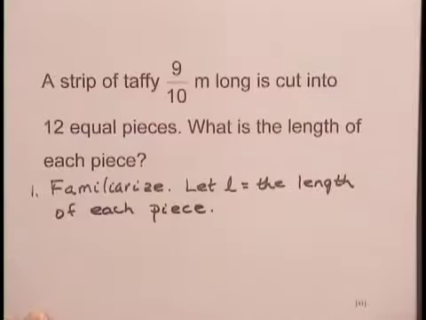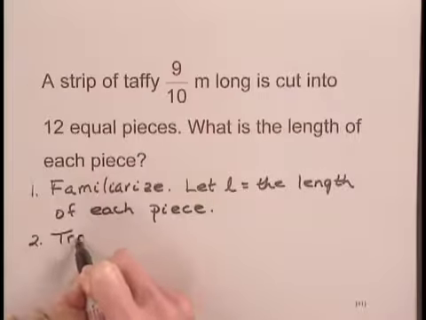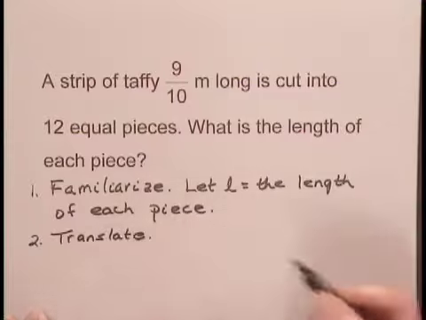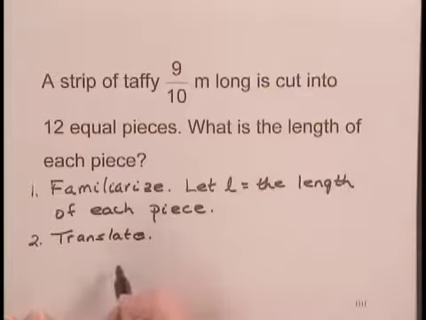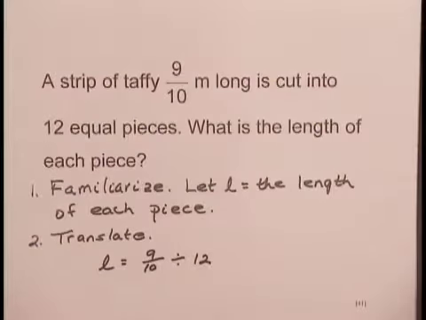The next step in our process is to translate to an equation. And what we have here is dividing 9/10 by 12. So we'll just write a division equation. We'll say that L is equal to 9/10 divided by 12. So this is our equation.